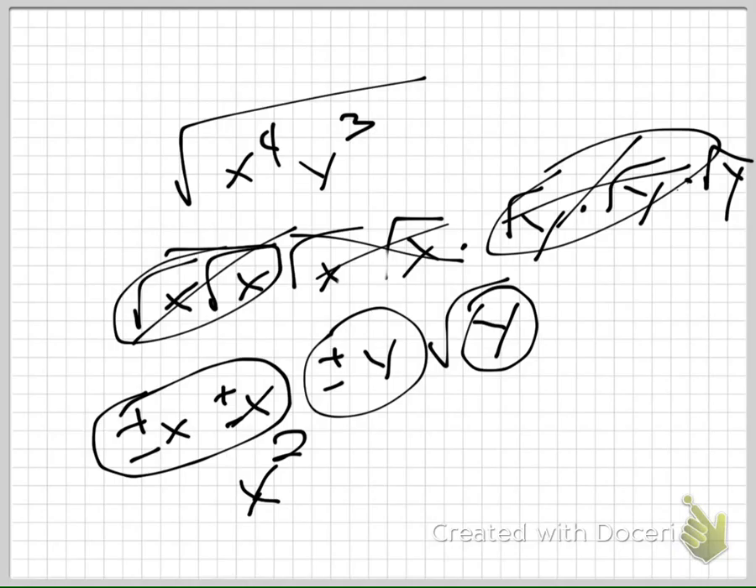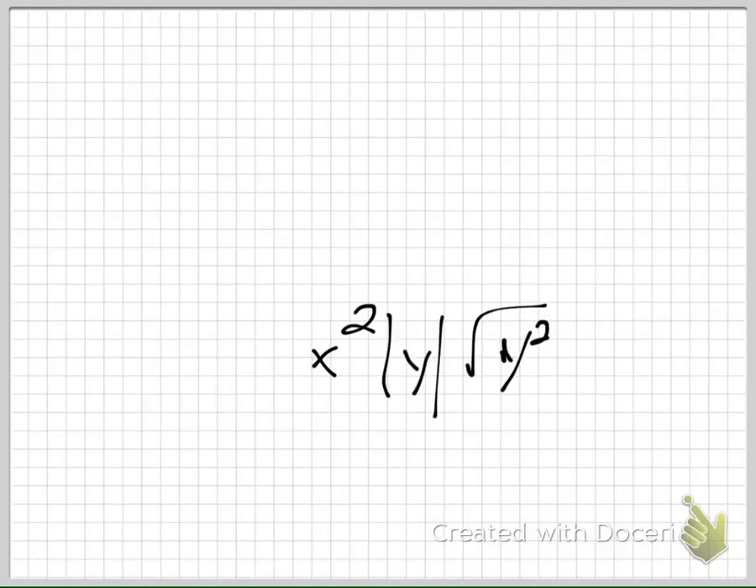Does that make sense? And can that be negative inside of a square root symbol? No. Right? Anyway, you don't put the plus or minus. You'd go x squared times the absolute value of y times y squared. That's what you'd do. Does that make sense?